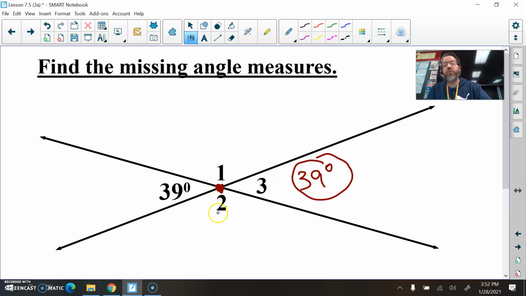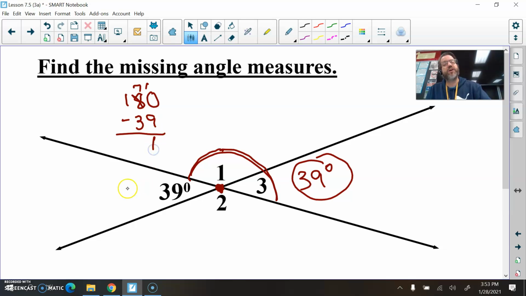Now, if you want to find 1 or 2 for that matter, you'll see angle 3 and angle 1 are adjacent angles. They're right next to each other, which means they must total 180 degrees. Okay? So if I know angle 3 is 39 degrees, I can find angle 1 if I just take 180 degrees and subtract 39 degrees. Make this 8 a 7. This becomes 10. 10 minus 9 is 1. 7 minus 3 is 4. And we have this 1 out in front here. So 141 degrees, angle 1 is 141 degrees.